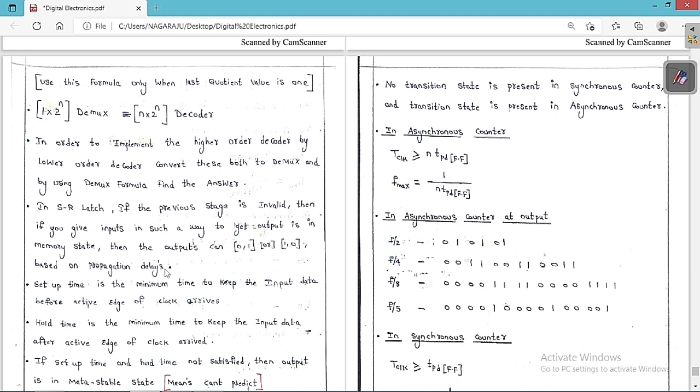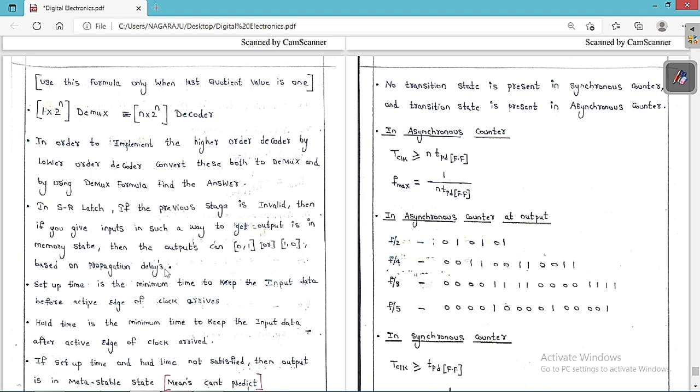I already told you in SR latch, if you give the invalid state, suppose you are going to get the invalid output, then at the next stage if you give an input which is going to give you memory, then the memory will not be the previous output. It will be either 0,1 or 1,0 based on the propagation delays, which device is acting very fast. So we can't predict the output. That is the reason we are not going to use the invalid state.